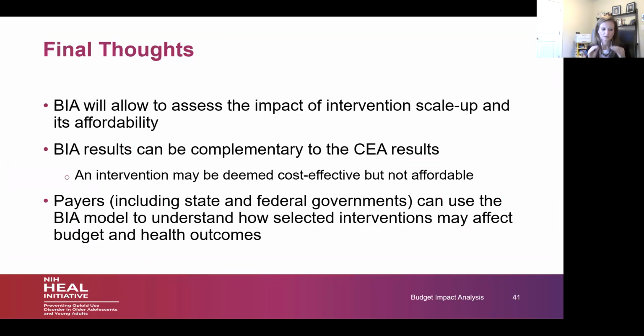what we wanted to reiterate is that the budget impact analysis allows users to assess the impact of the intervention scale up or diffusion on its affordability. It is an analysis that is complementary to cost effectiveness analysis, and it allows you to understand whether an intervention that is deemed to be cost effective is also affordable. Our objective with this project, the HEAL Initiative project, is to produce a model that payers can use to understand how selected interventions will affect their budgets as well as health outcomes.